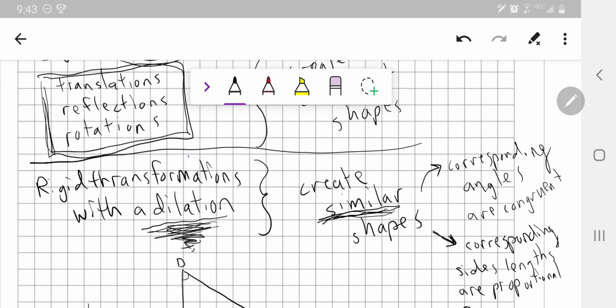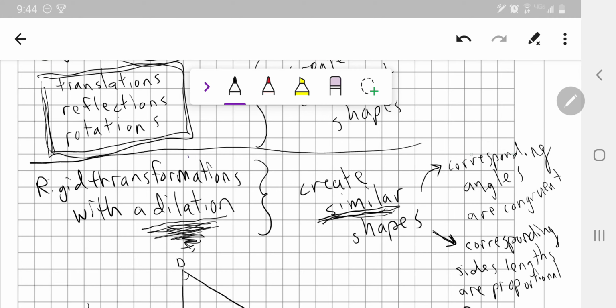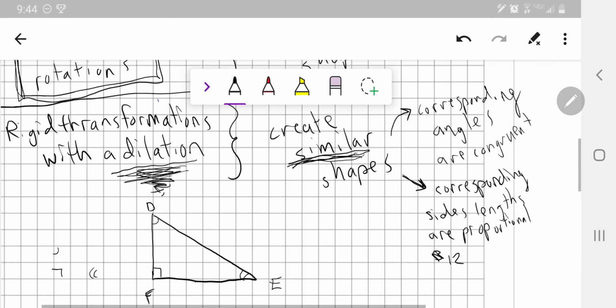Now, there's two things that are true about them. One's kind of surprising maybe to some people. You think that everything grows, but actually the angles all stay the same. So corresponding angles are still congruent. The other part is that instead of corresponding side lengths being equal, now corresponding side lengths are proportional. Proportional means that they have equal ratios.